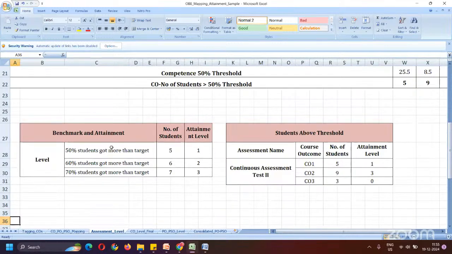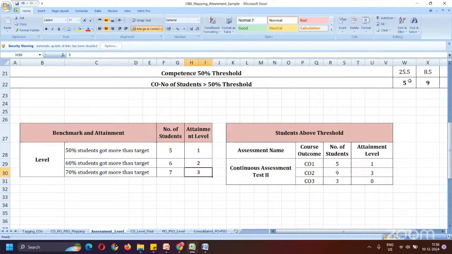If 50% of my students have got the score to the benchmark, then I call that attainment level 1, because that's the benchmark or basic level I have started with. If 60% or more of students got the 50% score, then I call that attainment level 2. If 70% of my students have scored more than my threshold, then I call that attainment level 3.